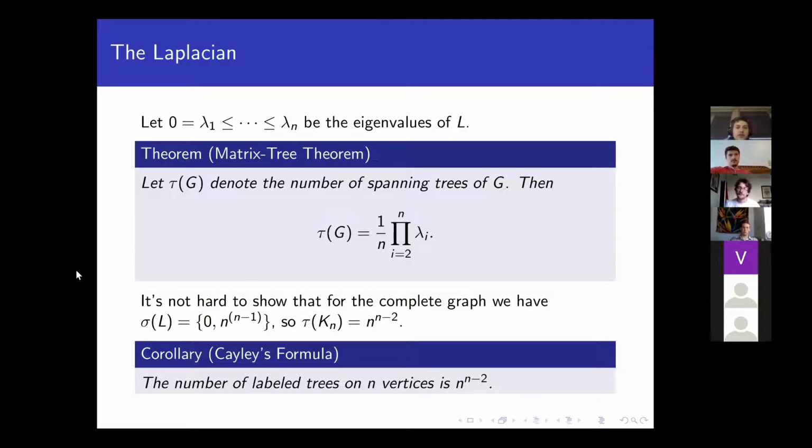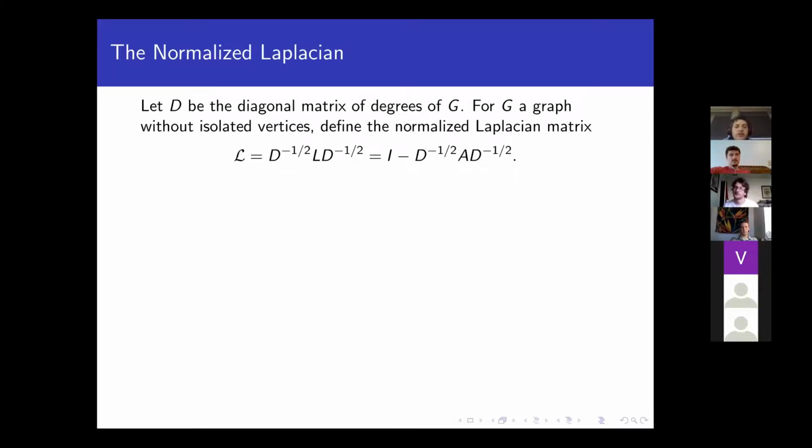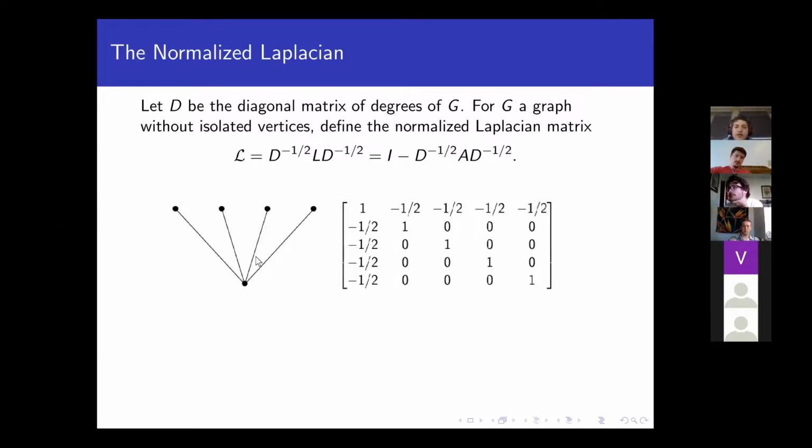Okay, so this is the Laplacian. The last thing I want to talk about is something called the normalized Laplacian. What you do is take the Laplacian and scale it down on the left and right by the diagonal matrix of degrees raised to the -1/2 power. If you expand out the definition of L as D minus A, you can also rewrite this as the identity matrix minus this thing here. Concretely, an example here is this graph, which has this normalized Laplacian.